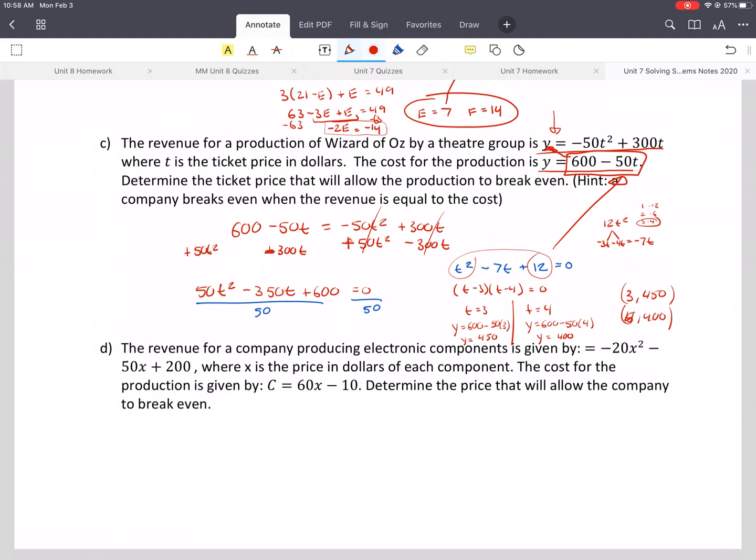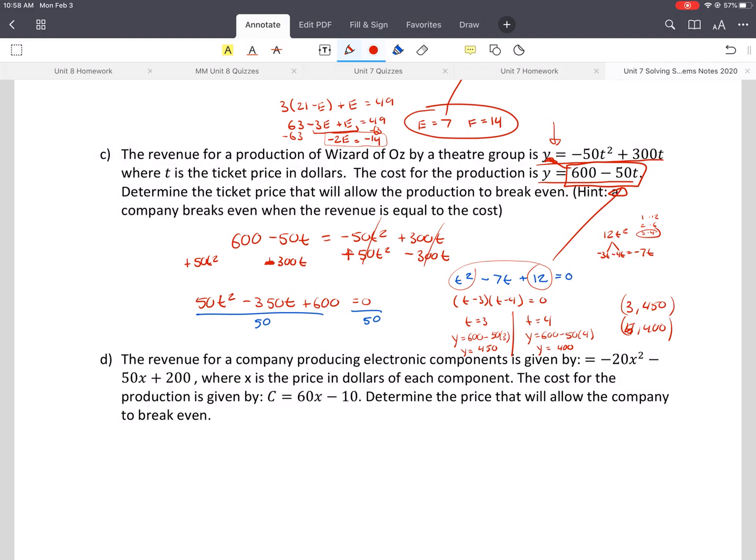And then D, basically the same sort of thing. Revenue of a company producing electronic components is this equation, except there should be a C, since we're using C's, we should probably be using C's. Where x is the price in dollars, so x is dollars for each component. The cost for the production for those components is that equation. Determine the price that will allow the company to break even.